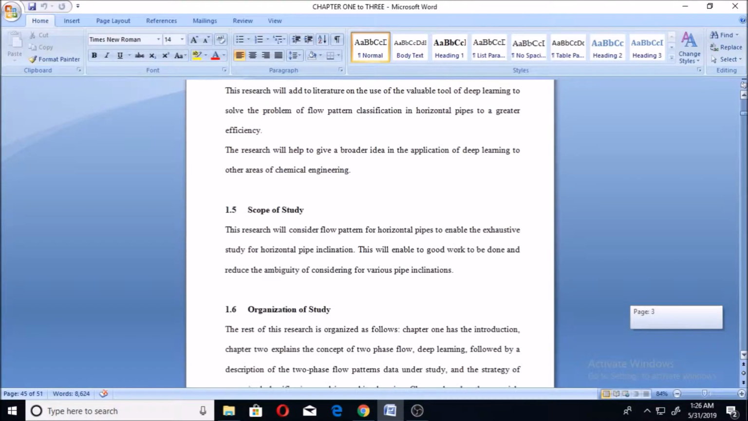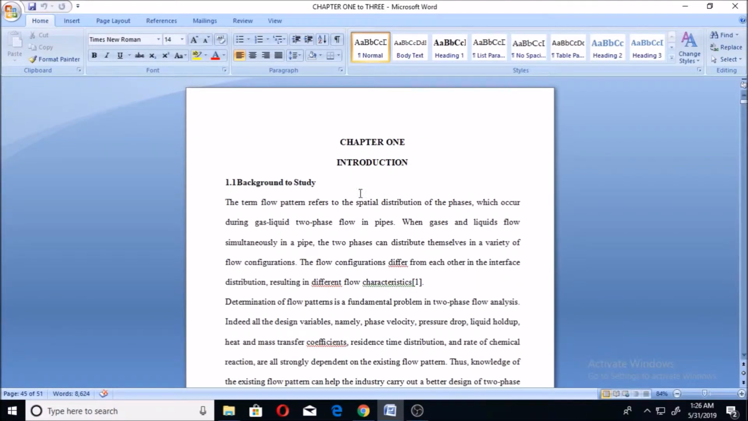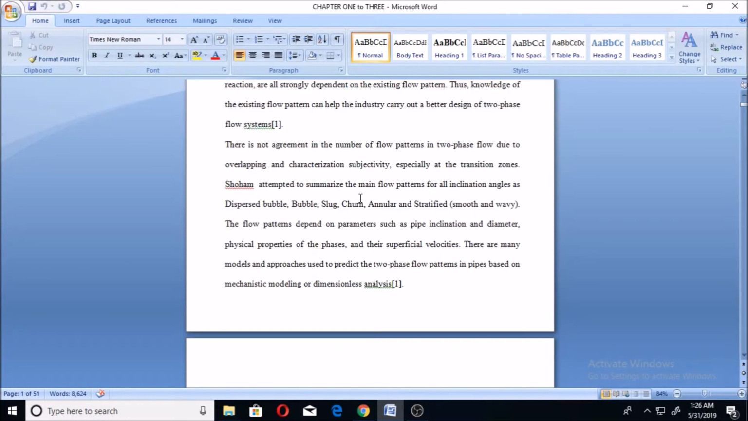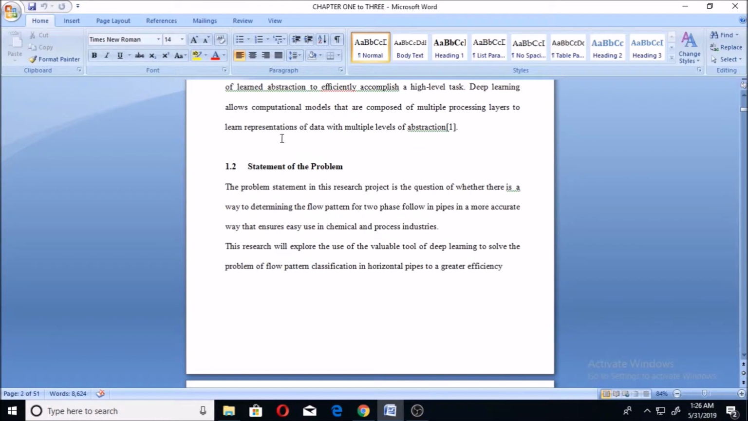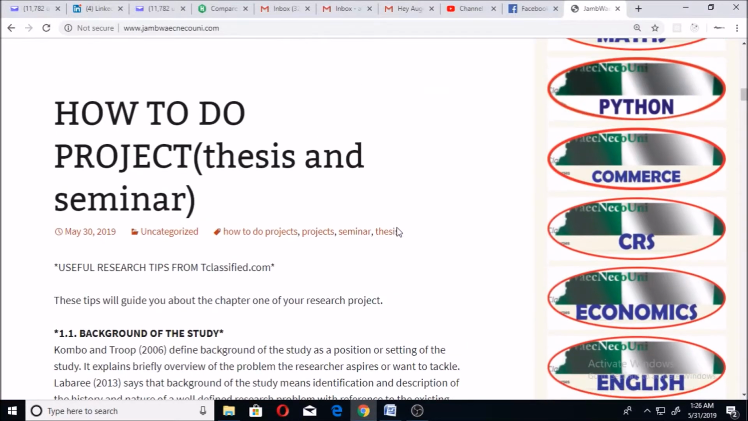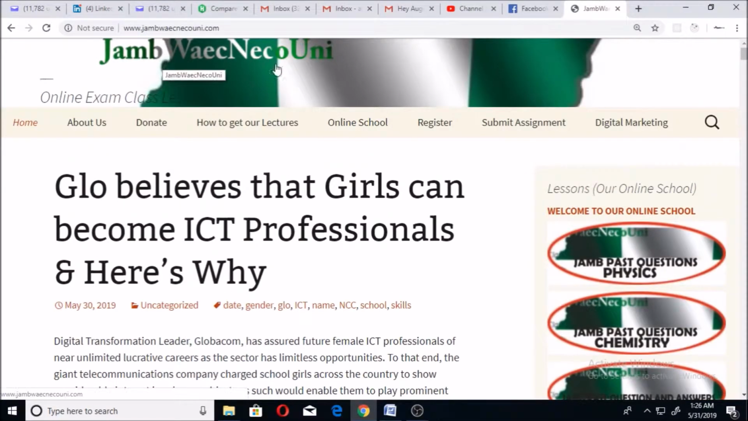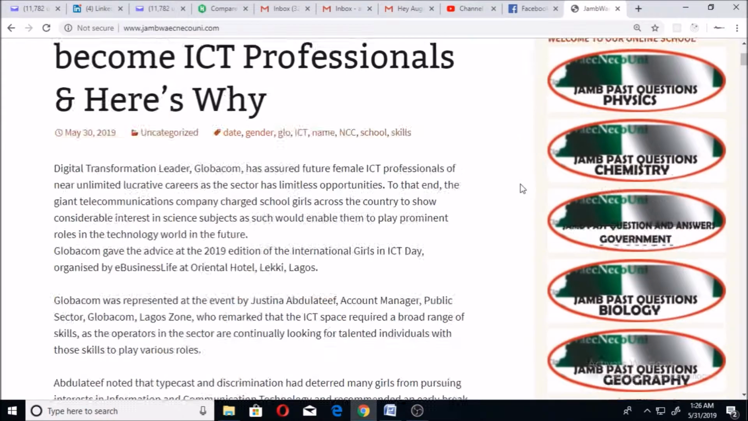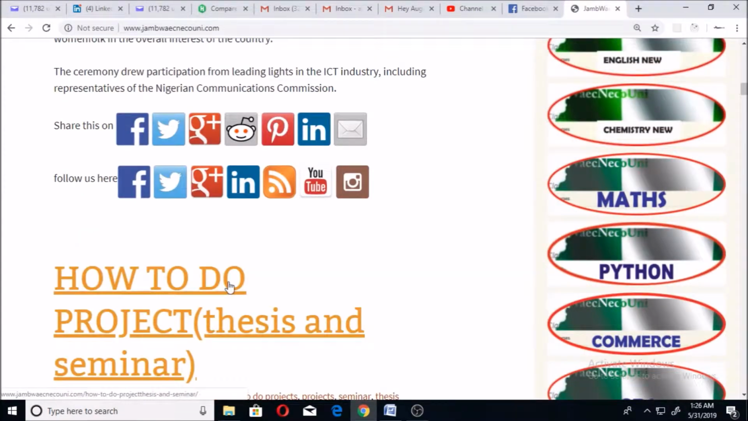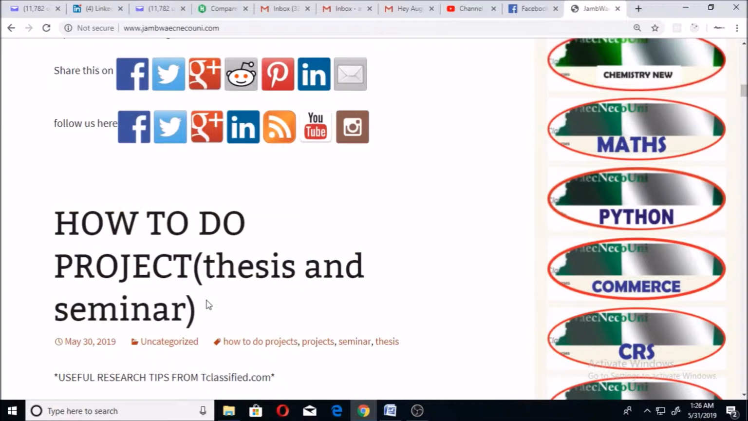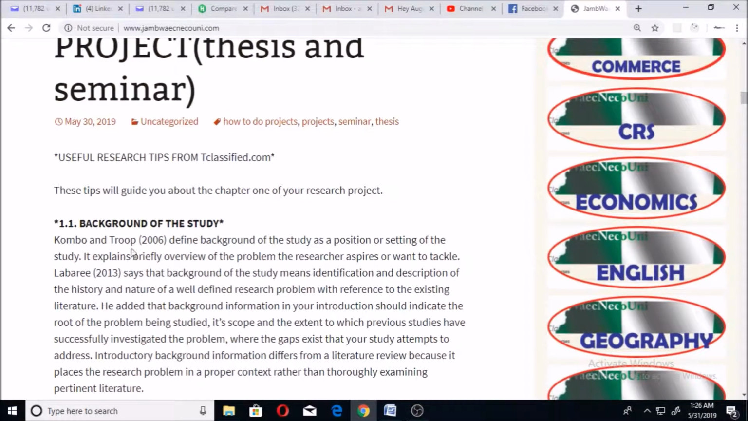But of importance, we are going to concentrate on chapter 1, the various sections of chapter 1, like the background to study, what is expected to be in background to study, statement of the problem, what is expected. So to do that, I'm going to go over to my website, jamwhitenecouni.com. Once you get there, you click on search and you can type in how to do projects, in bracket thesis or seminar, so that you can see this material.